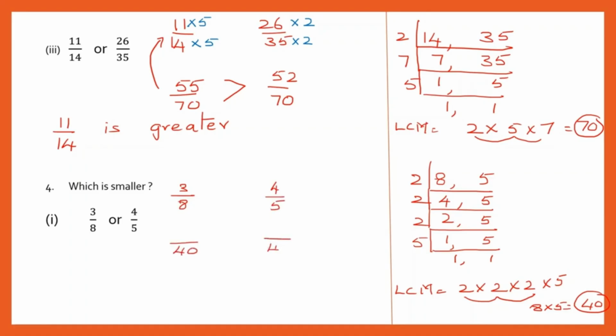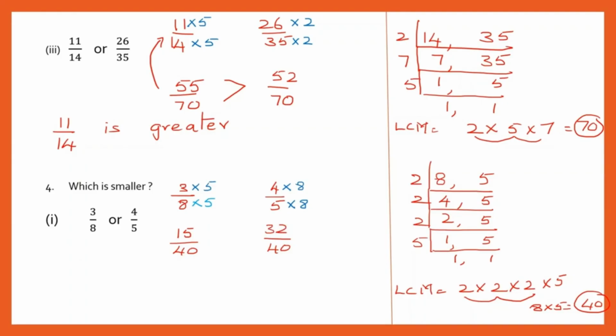And now I'm going to get my new numerators. 8 into 5 is 40. So I multiply 3 also by 5. 3 5s are 15. Moving on to the next fraction, 5 8s are 40. So I multiply 4 also by 8. 4 8s are 32. As you can see, now we have like fractions.